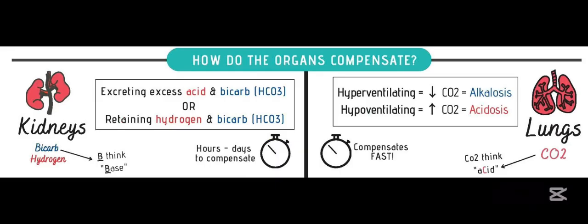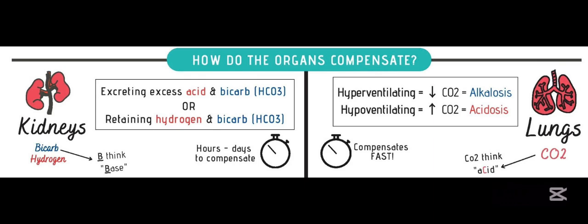Now let's talk about how the organs compensate. The lungs and kidneys are the two main regulators of acid-base balance in the body. The lungs' rapid compensation occurs in minutes to hours. The lungs control the level of CO2, which acts like an acid. If the body becomes acidic, the lungs increase ventilation, blowing off more CO2 and raising the pH. If the body becomes alkalotic, the lungs slow down breathing, retaining CO2 and lowering the pH. So respiratory compensation takes place for the metabolic disorder in this condition.